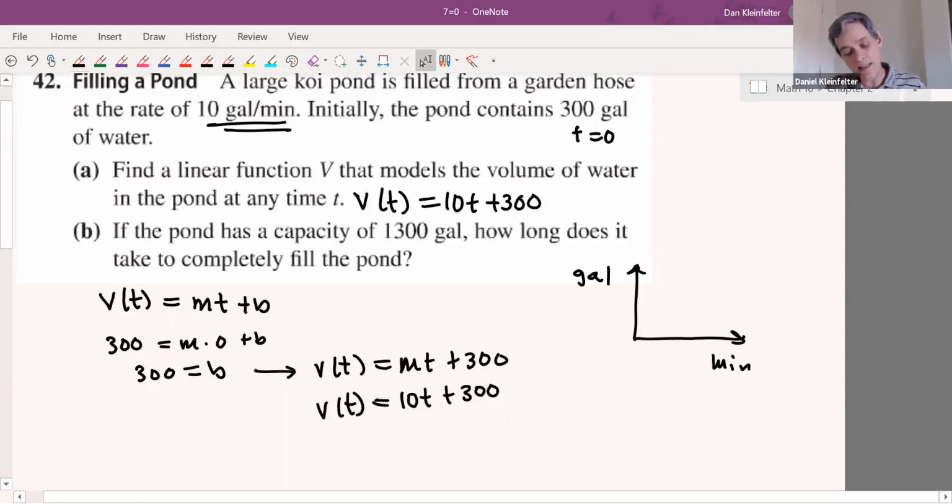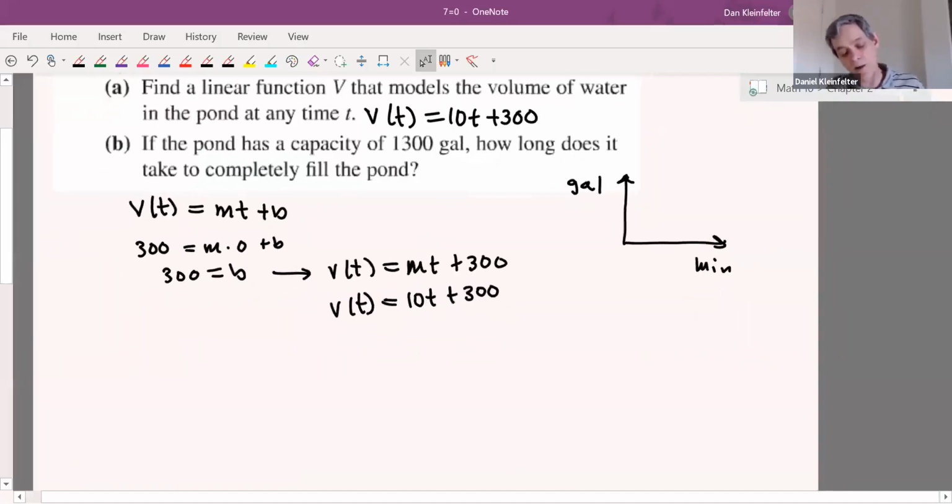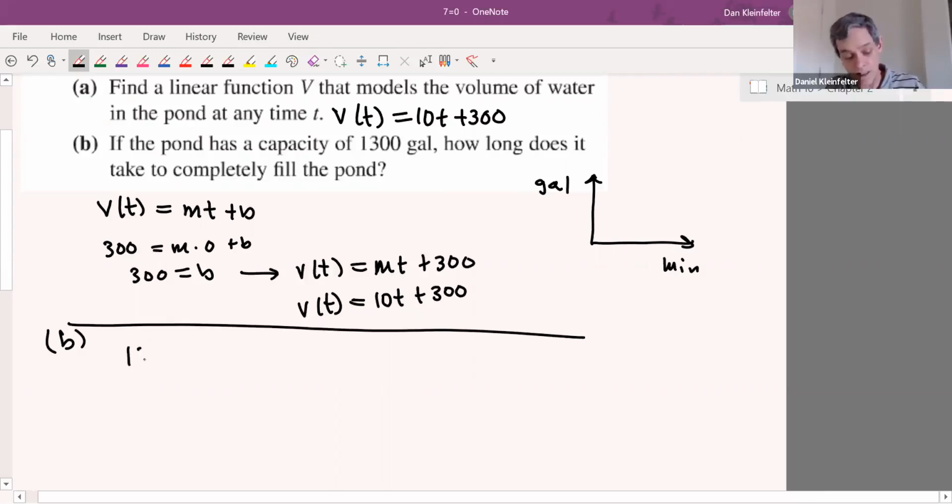Okay, and then next it says if the pond has a capacity of 1,300 gallons, we want to know how long it will take to completely fill the pond. So you might have figured that out at a glance. If so, great. If not, we want to be able to go through the steps. We want to solve for the time that it will get to 1,300 gallons. So 1,300, I wrote 1,300. So we're going to solve for t here.